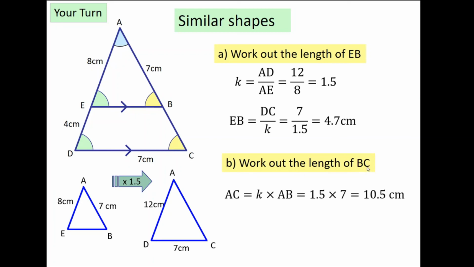And then again for part B, BC, first step, work out AC, which gives you 10.5, and then you just subtract the 7 from that. So therefore, length BC is 3.5 centimeters.